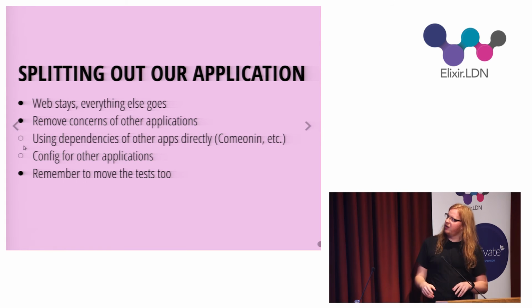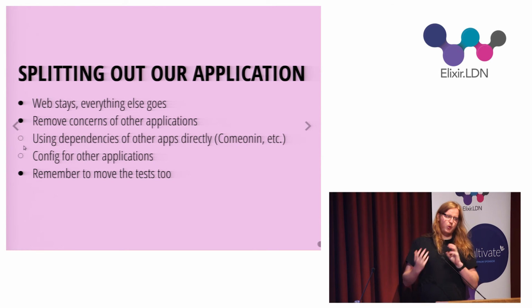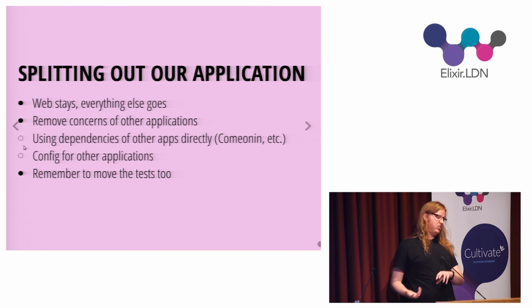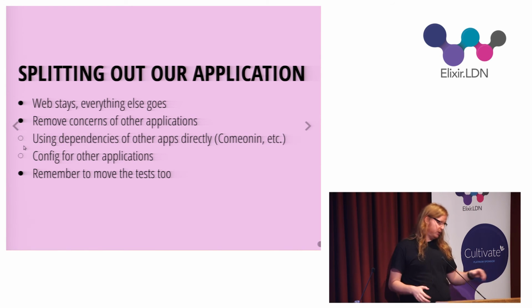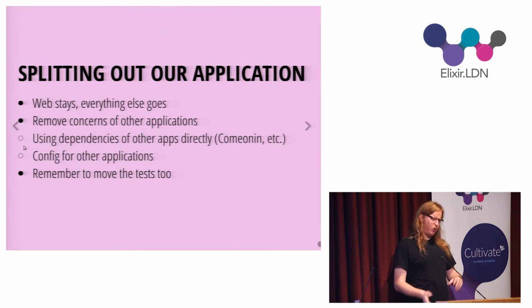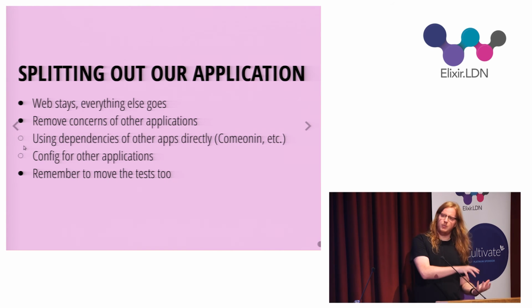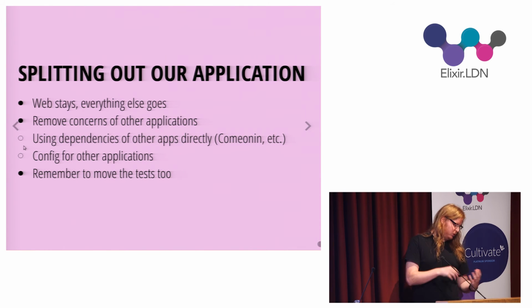So web stays in the web application, and everything that's not web-related goes. So you probably know what I'm talking about here. And we want to remove the concerns of other dependencies as well. So you don't want to fetch in and use the dependencies of another application, because they're not your dependencies. You shouldn't be using them. If you want to use it, add it to your own application. So in this case, Comeonin, which is a password hashing library, will be in what I like to call the core application, which contains all the domain logic and the other applications like the web application. So the web application shouldn't be hashing passwords. It can call the core application to check that the password is valid, but it shouldn't be doing it directly.